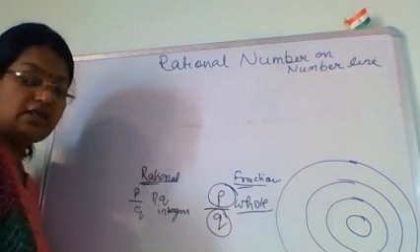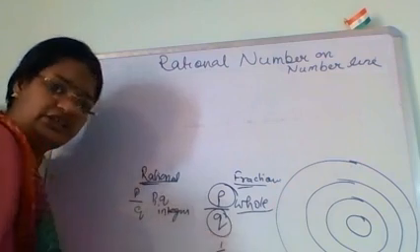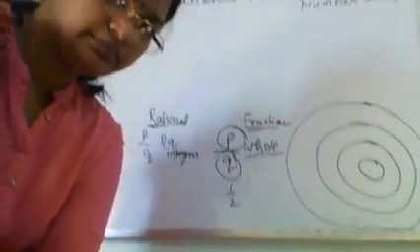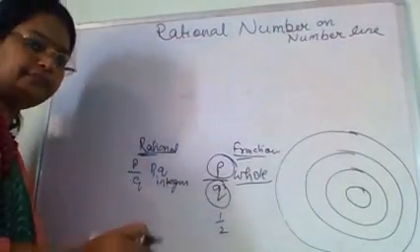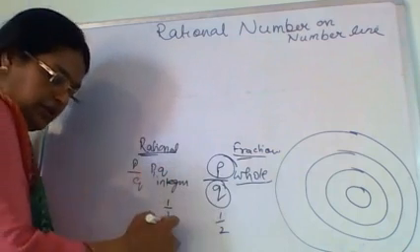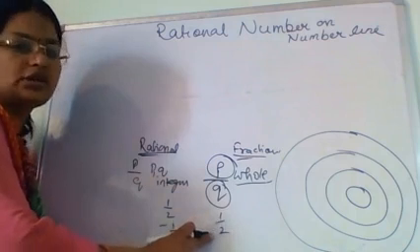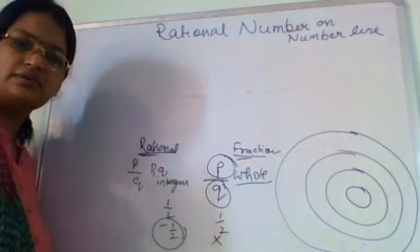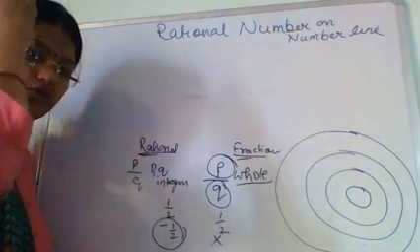Now, 1 by 2 is a fraction, right? 1 by 2 is a fraction. 1 by 2 is a rational number also. But -1/2 is a rational number, and -1/2 is not a fraction. This is the difference which I want to make clear in your mind.